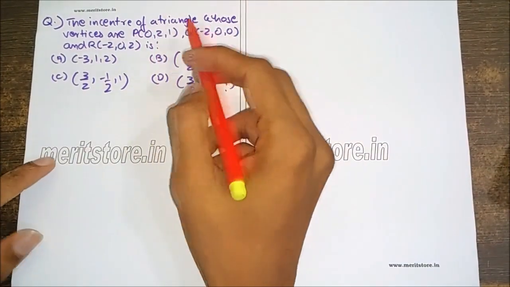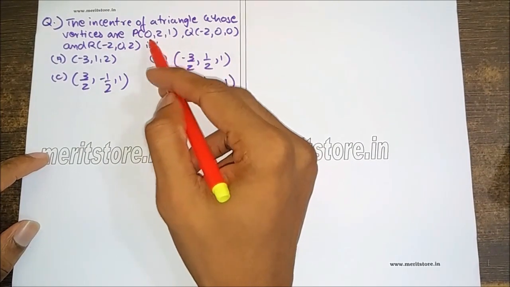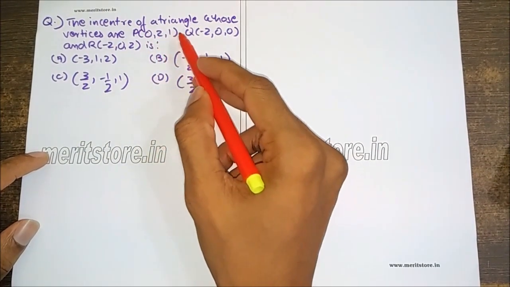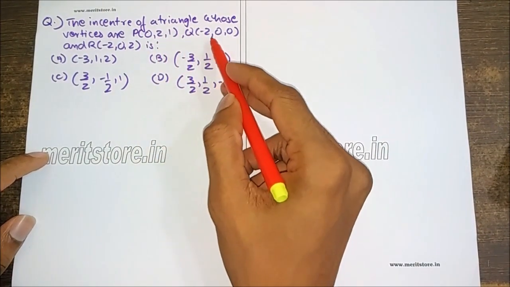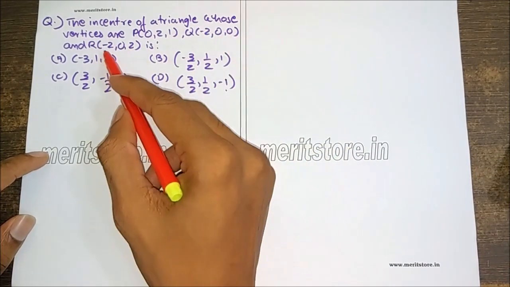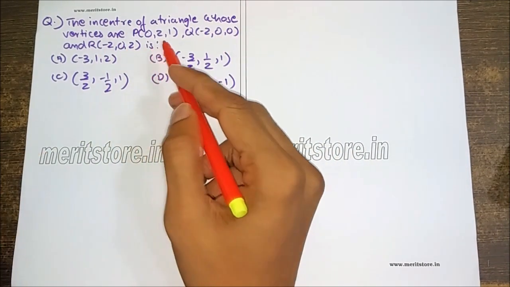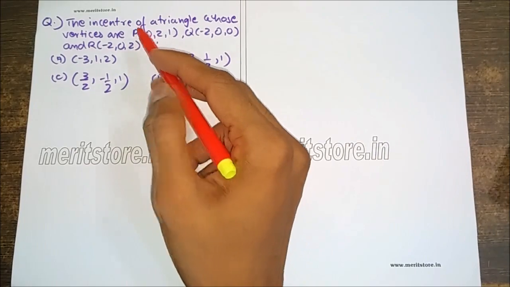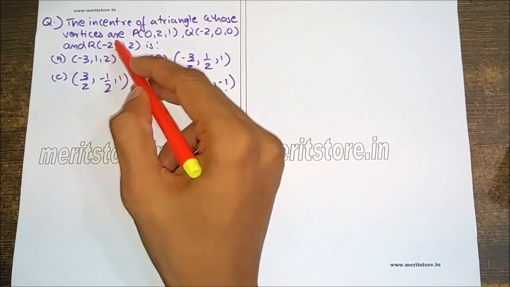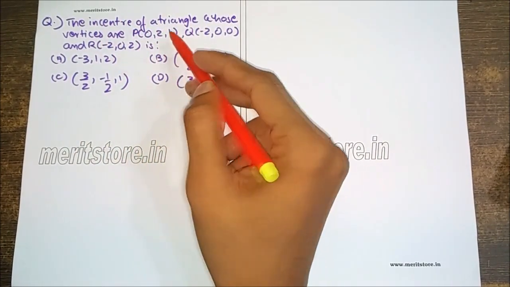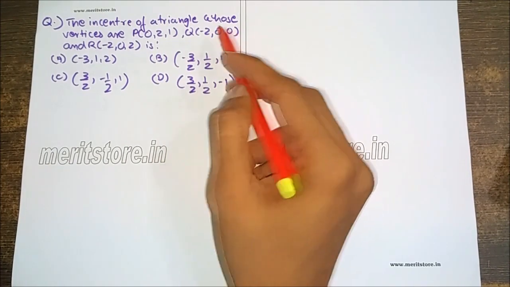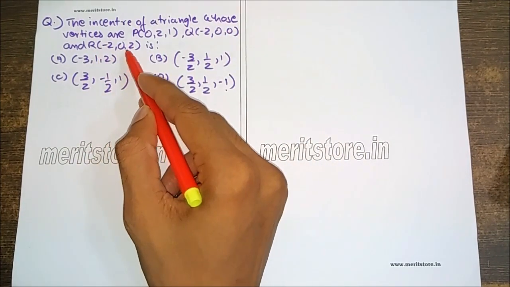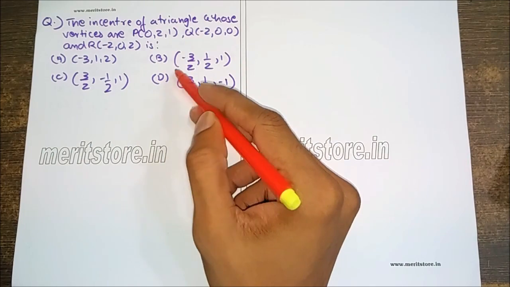The incenter of a triangle whose vertices are P 0, 2, 1, Q minus 2, 0, 0 and R minus 2, 0, 2 is... We're giving four options over here.